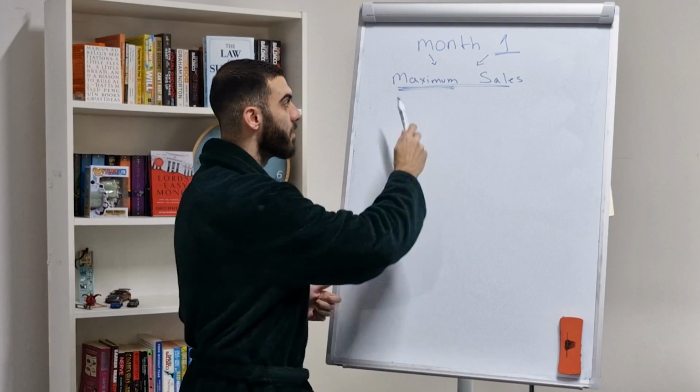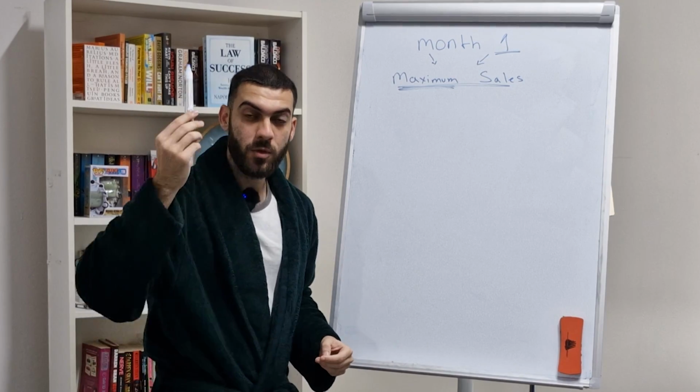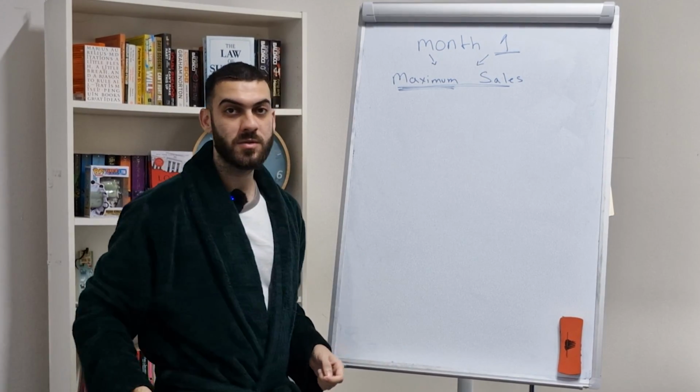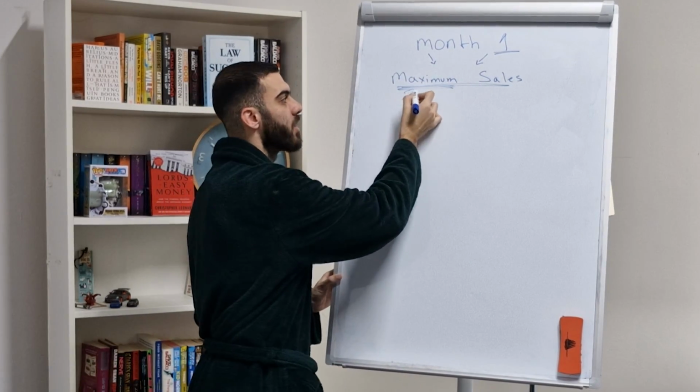But month one is about getting the most amount of sales possible, which means everything you do for your book should be for the sole purpose of getting the most amount of sales. And that includes your price. So how do you price your book in month one in order to get the most amount of sales?